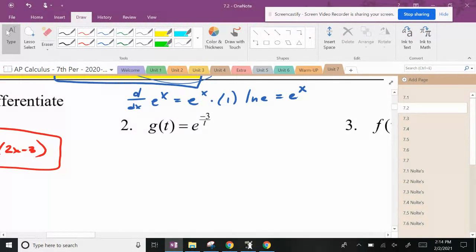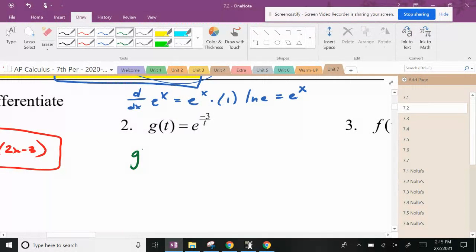Okay, so first of all, which definition? 1, 2, 3, or 4? Which one? You can only use 1 if the exponent is literally only x. So 2 or 4 would work. 4 always works, no matter what. So if you said 4 for all of these, you'd be correct. Okay, but 2 also works because the base is e.